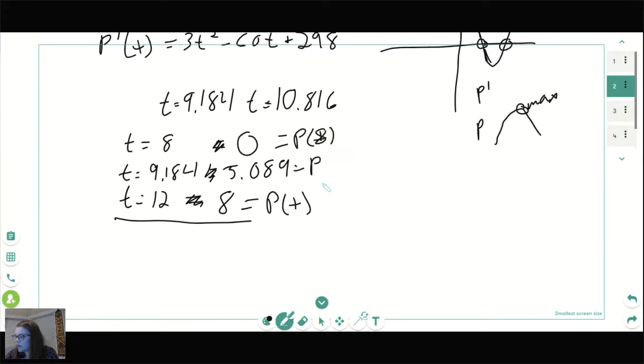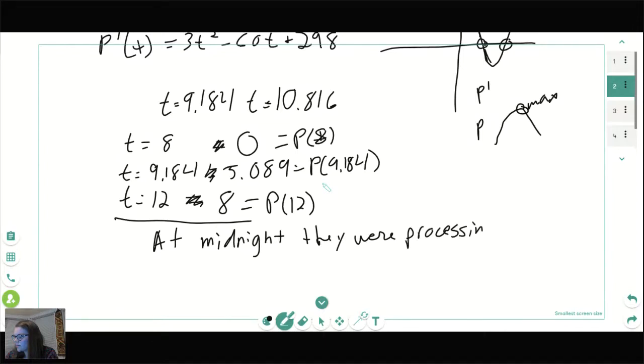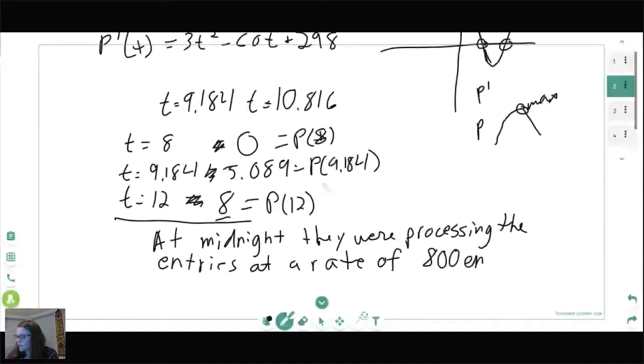Or this is P of 8. This is P of 9.184. And this is P of 12. Okay, so P of 12 is the greatest. And what does that mean? Yeah, so at midnight, they were processing the entries at a rate of what? How many entries were they processing? We've got 8 here. Good, 800. 800 entries per hour. Okay, great. Awesome. So that is the time it was fastest.